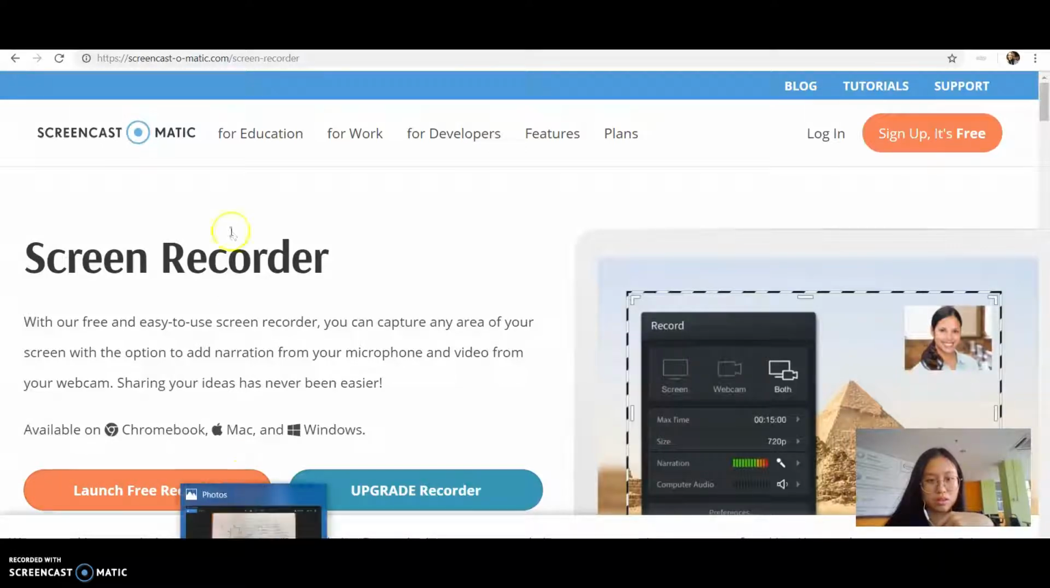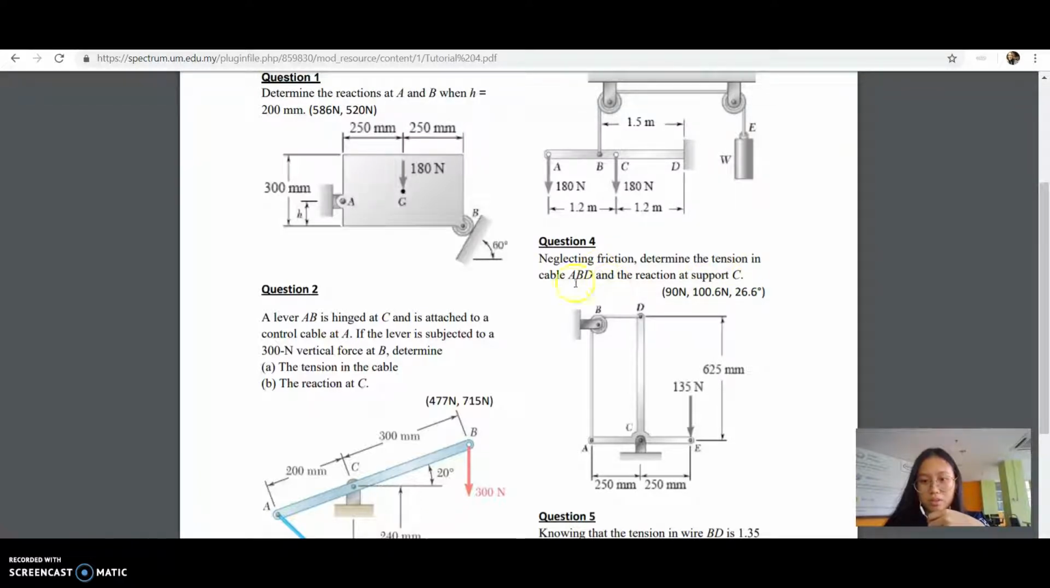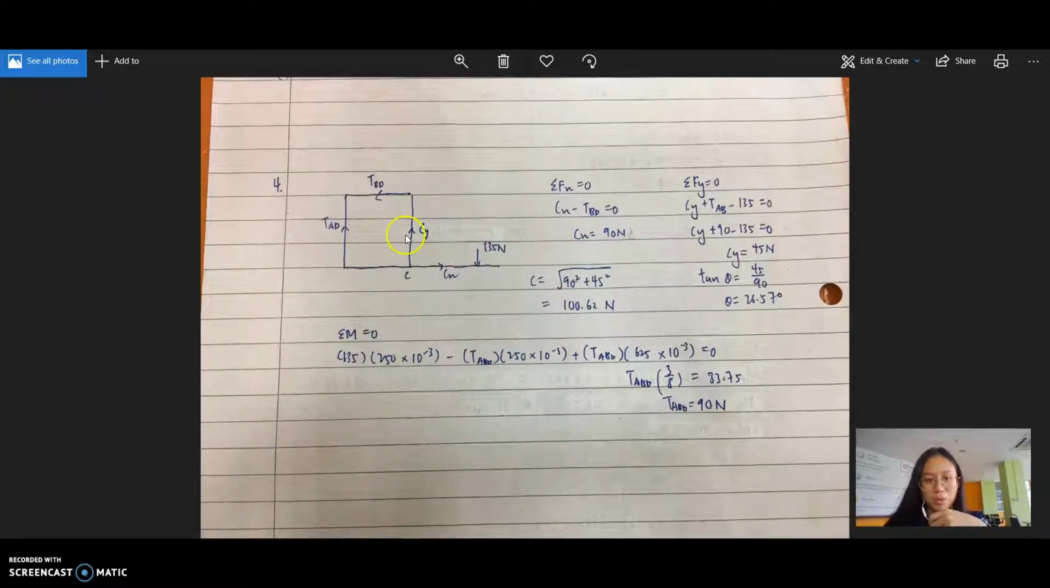I'm going to talk about this question 4. So the question is: neglecting friction, determine the tension in cable AB and the reaction of support C. So we are going to find the tension here and support C here. I've done some workings and I'm going to show you my working.